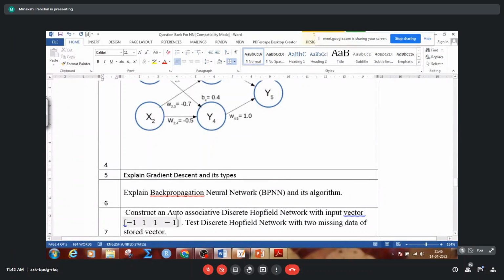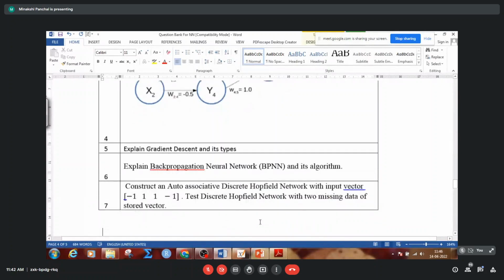And the last one, construct an auto-associated discrete half-filled network with input vector. And this is very simple actually. Half-filled network के problem हमने already देखे हैं. This is under a 7 mark question. 7 mark के लिए question आ रहा है. Yes, sometimes if a simple question is there, maybe it is of moderate question also. 5 marks के लिए भी question ये आ जाएगा.